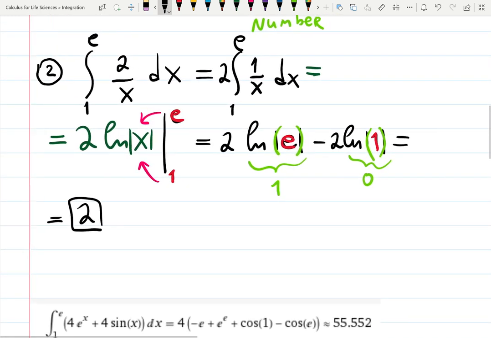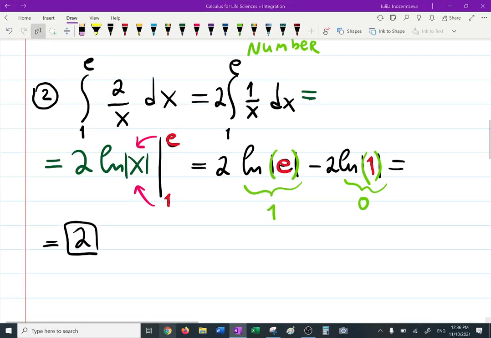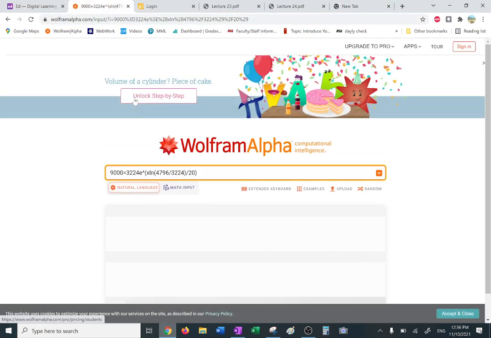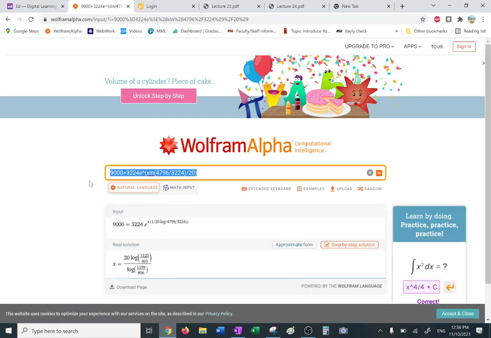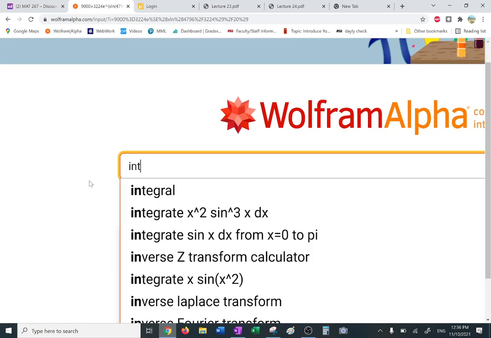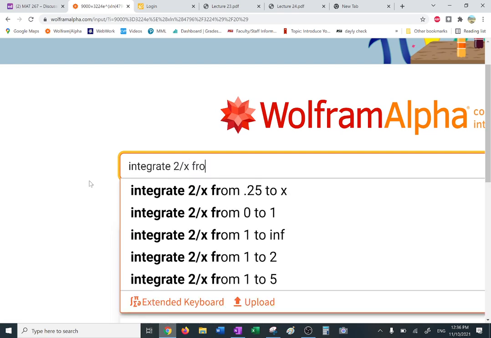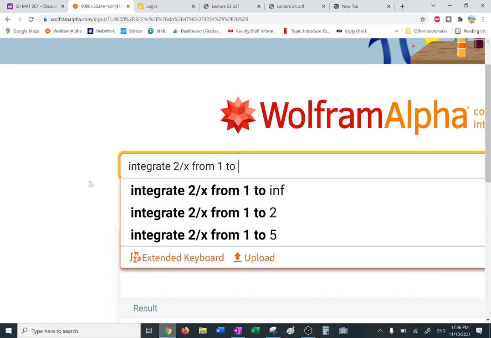Does that make sense? Some of you are asking, what does it mean? Or maybe thinking to ask. Let me show you. In Wolfram Alpha, as always. If you want some kind of representation, Wolfram Alpha is doing a good job on that. First of all, I can tell you the secret, which you should be careful with. Wolfram Alpha does integrate stuff for you. Integrate, as you can see, 2 over x from 1 to e.